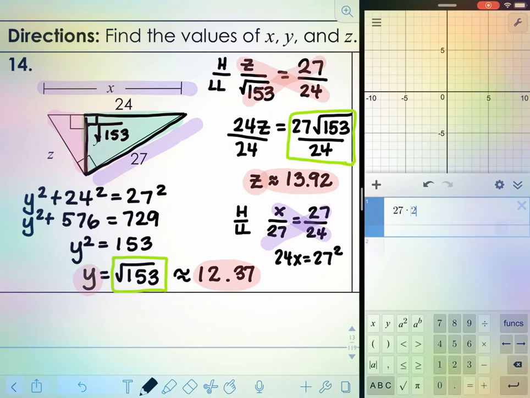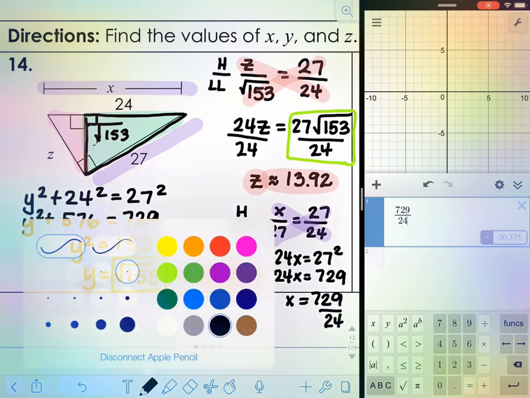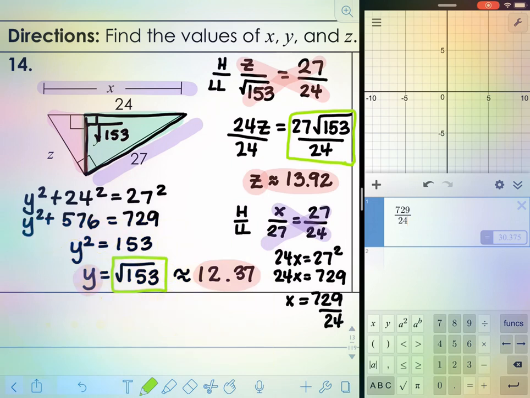So 27 times 27 is 729. So 24x equals 729. And then we divide 729 by 24. You could leave it like that as an exact answer, after you simplify, or you can just write it as a decimal, and as a decimal it's around 30.38.